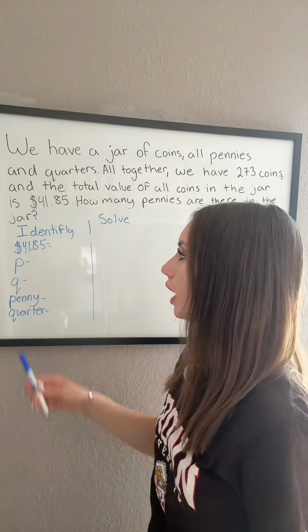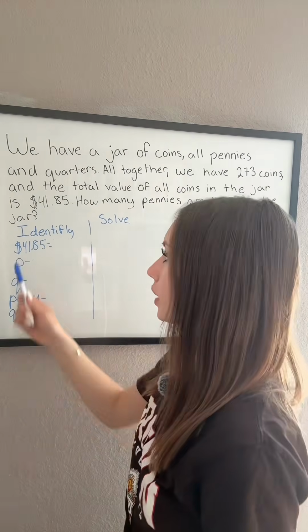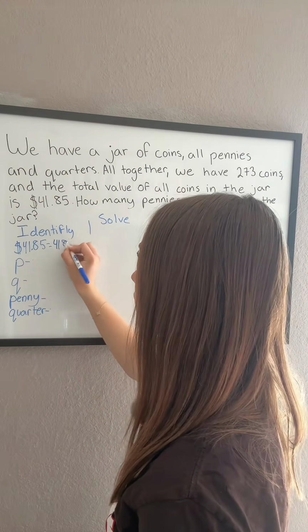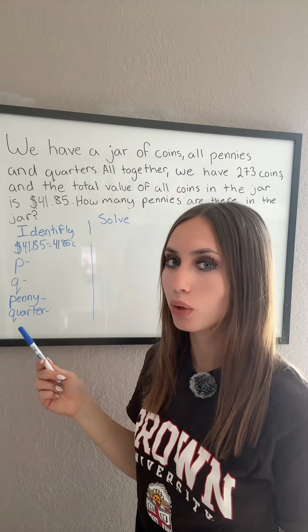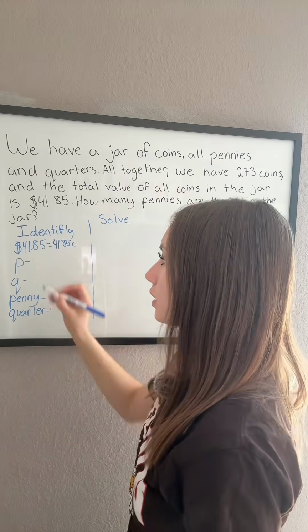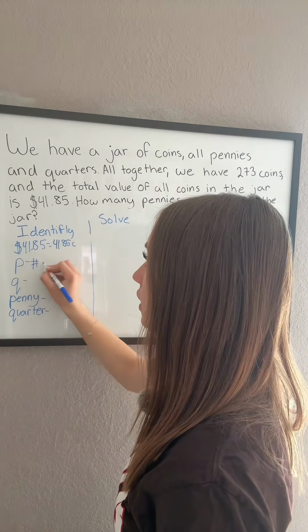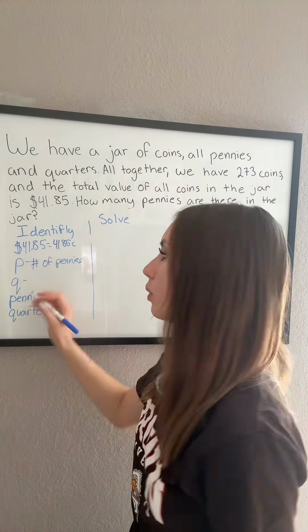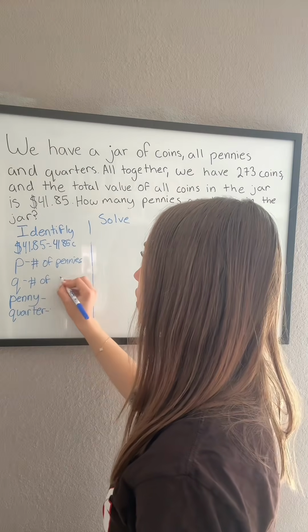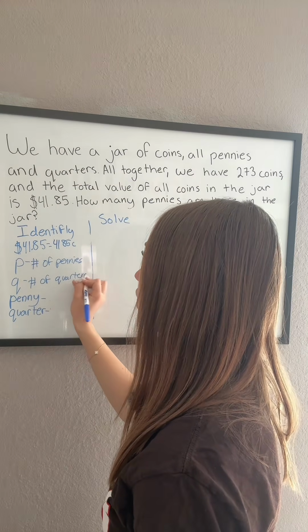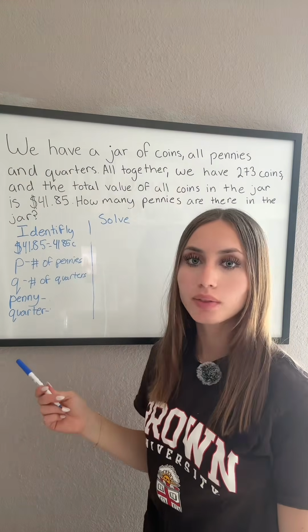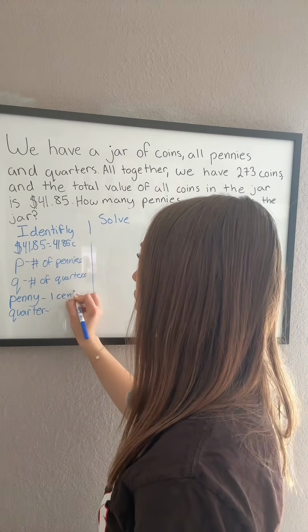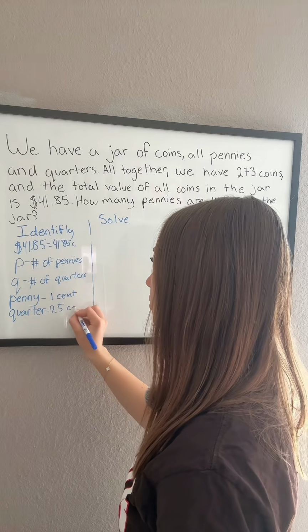First thing we're going to do is identify our variables. First, we want to translate $41.85 to cents, which is going to be 4,185 cents. We're doing this because our values are given in coins, and coins are only in cents. Next, we're going to identify the variable p, which is the number of pennies in the jar. Next, we're going to identify q, which is the number of quarters in the jar. Now, since pennies and quarters have different values, we want to make sure that we identify those values too. 1 penny is worth 1 cent, and 1 quarter is worth 25 cents.